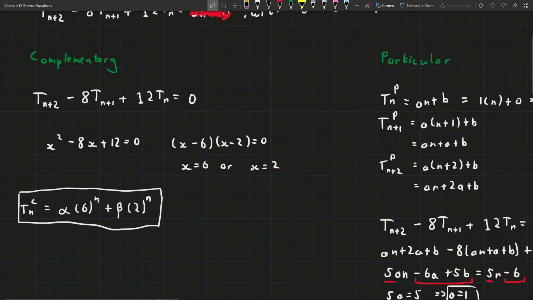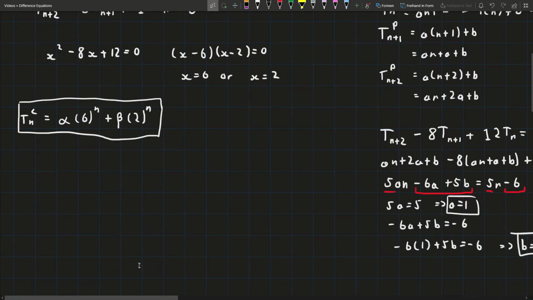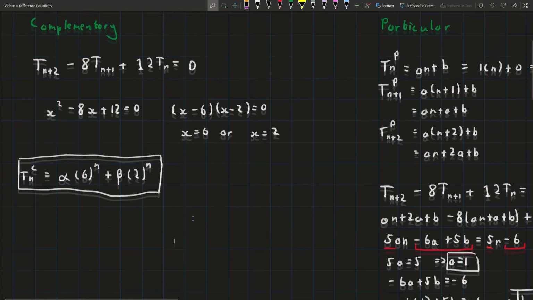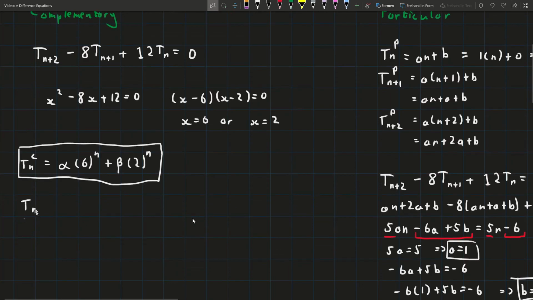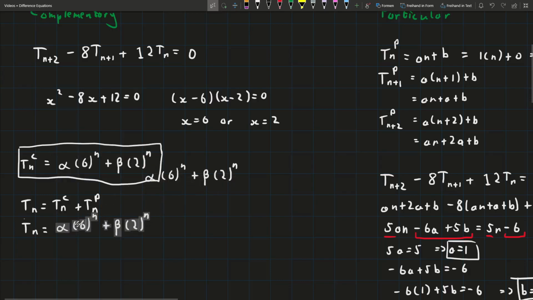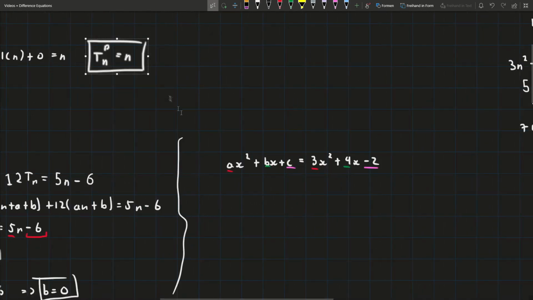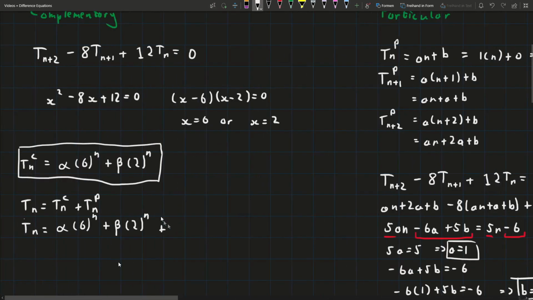So what we do instead is we're going to get our final solution first, and then once we have our final solution, we can figure out alpha and beta. So the final solution is always going to be, you take the complementary solution and you add it to the particular solution. So our final solution is going to be the complementary solution, which is this, plus our particular solution, which, as we see over here, is just n. So we're just going to do plus n. Now this is our final solution.